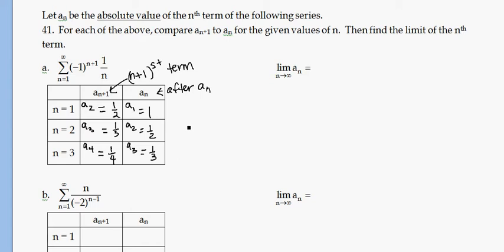So when we compare these values in general, we see that the n plus first term is always less than or equal to the nth term. And then we're also asked to evaluate the limit as n goes to infinity of a sub n. So again, a sub n is the absolute value of the nth term, so in this case it is just the limit as n goes to infinity of 1 over n, which is of course 0.